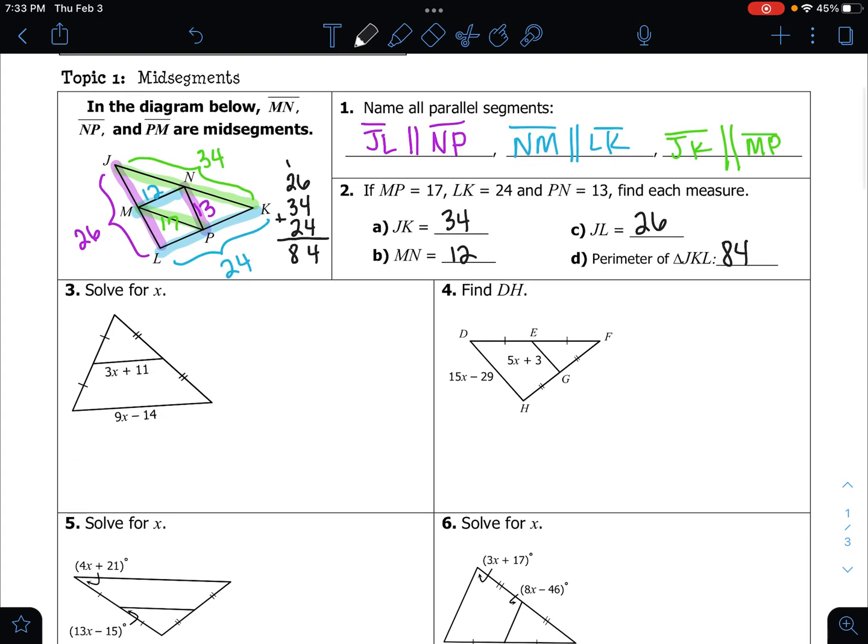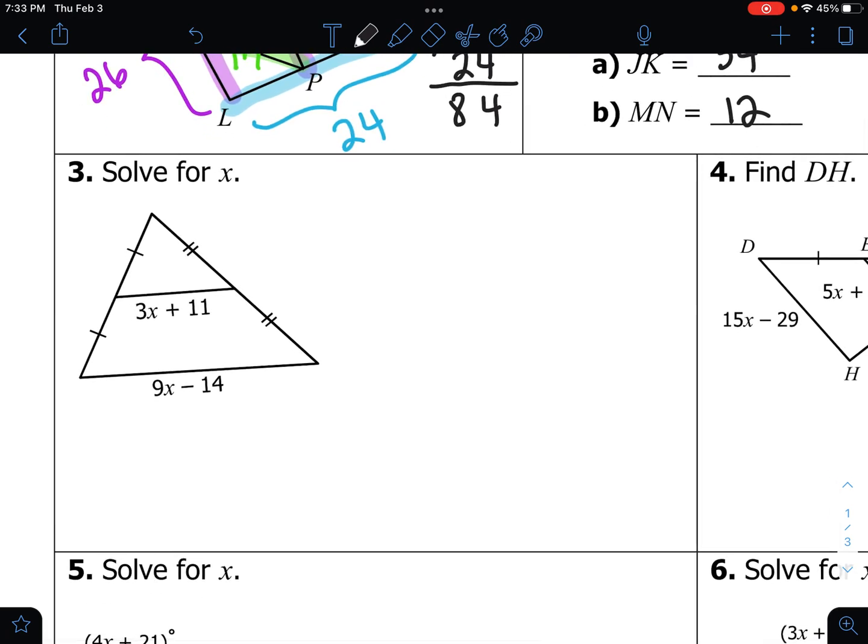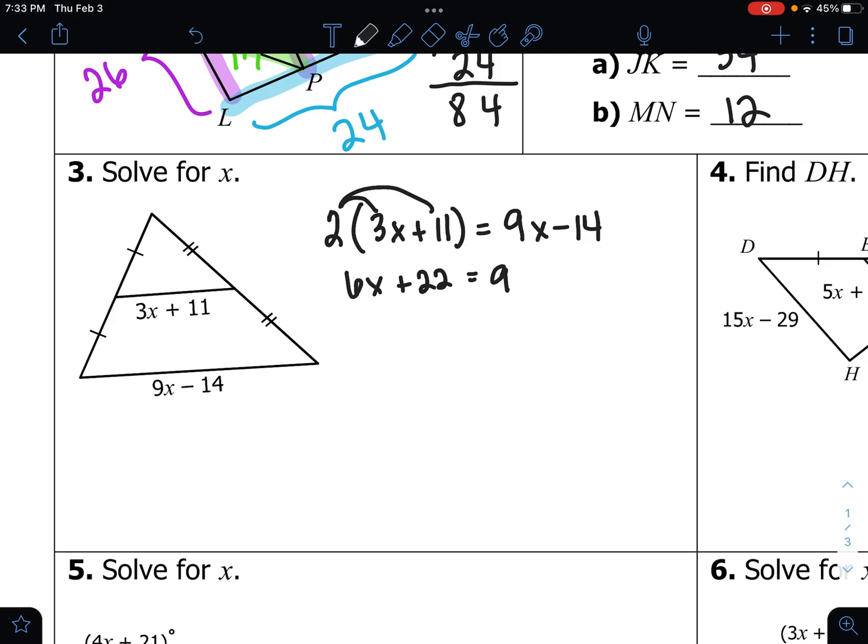Solve for x. All right, so don't forget we have 2 times the mid segment equals the parallel side. You can use NSolve if you need to. I'm going to subtract 6x from both sides. I get 3x. I'm going to add 14 to both sides. What's the 36? Divide both sides by 3. We get x equals 12.